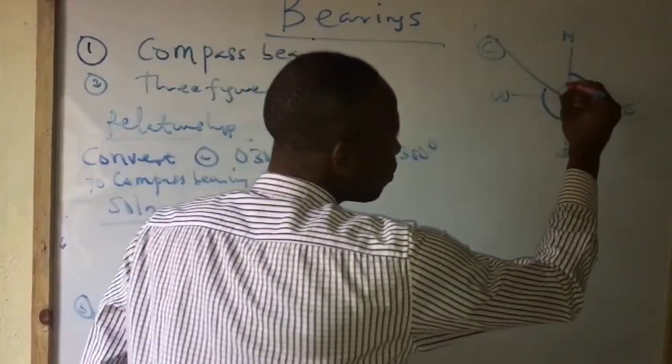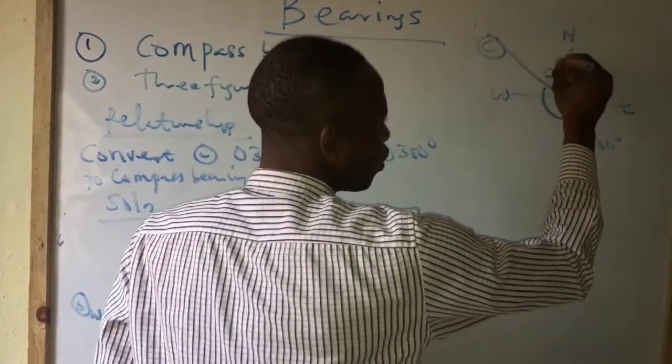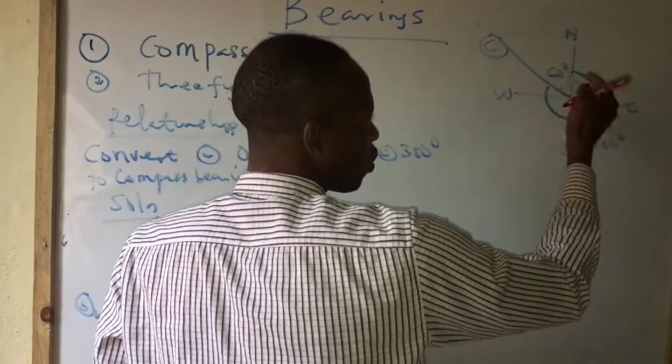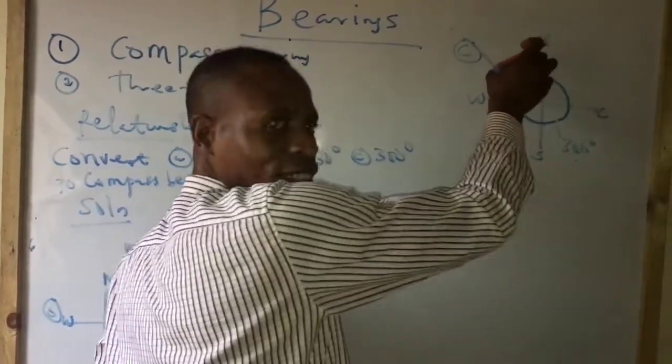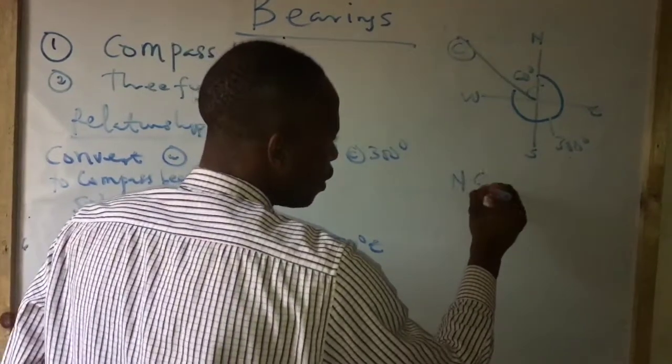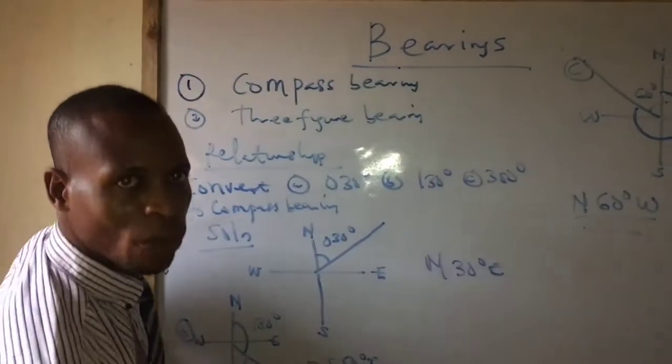So then we need to get this place. So if from here to here is what? 300. So that means here is going to be what? 60, because the total value is going to be what? 360. So that just simply say 360 minus 300. So you have 60. So that will be north 60 degrees west. So we have ended up converting that.